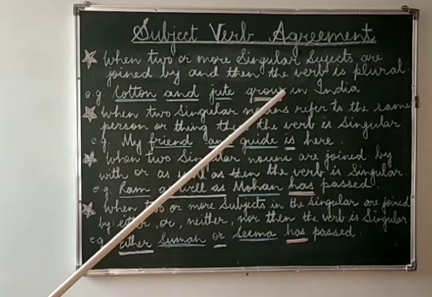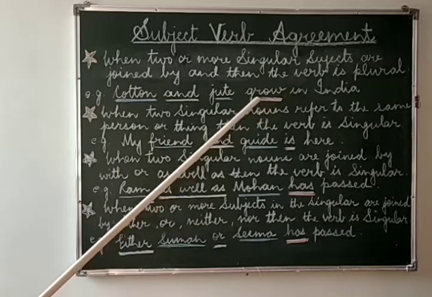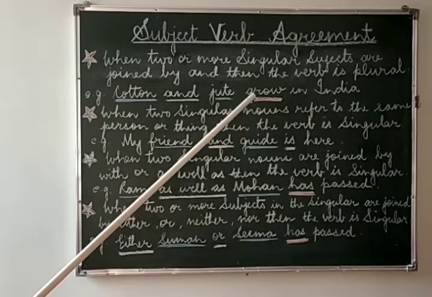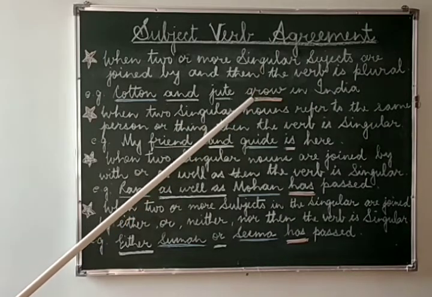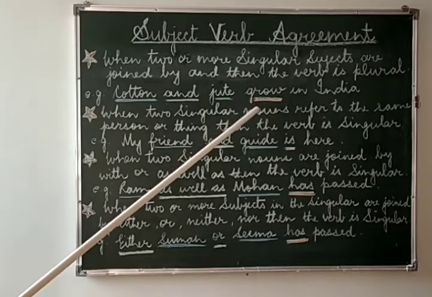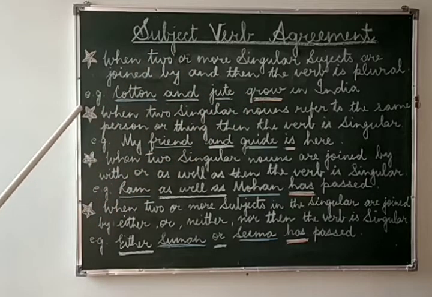without an S. In the last video, I had told you that root verbs without an S is plural and root verbs with an S is singular. Now let's come to the second rule.